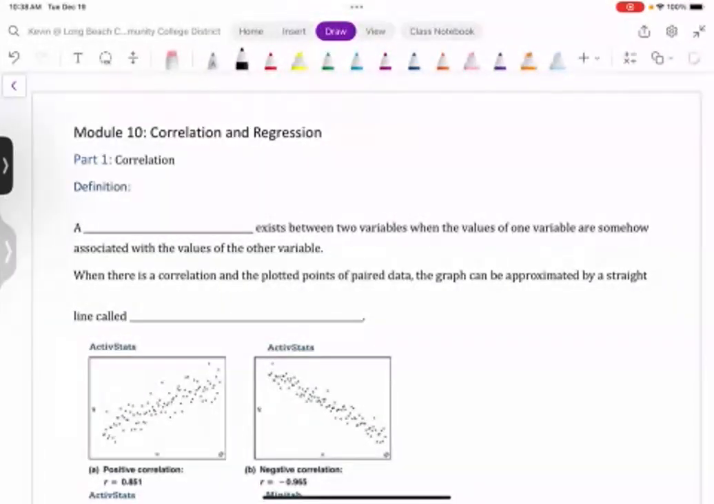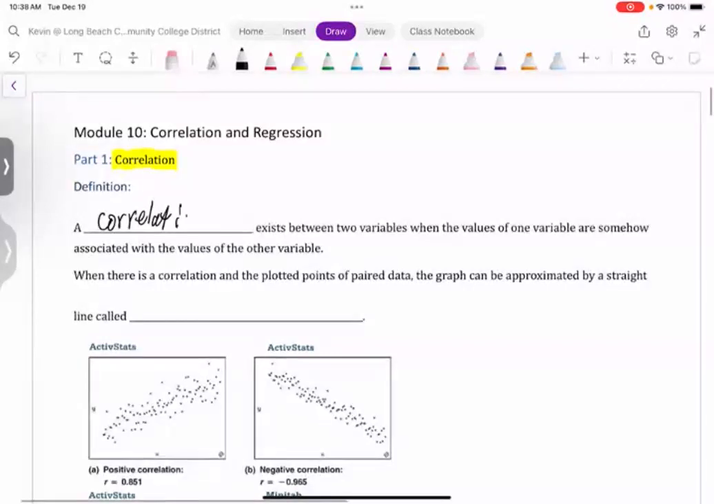Hello, everyone. Welcome back. This video is going to cover Chapter 10, which is about correlation and linear regression. We are going to start with correlation. Correlation to us is just going to mean that there's a connection between two variables, two concepts, two ideas. So a correlation exists between two variables when the values of one variable are somehow associated with the values of another variable.